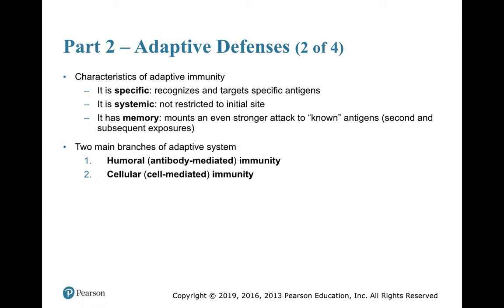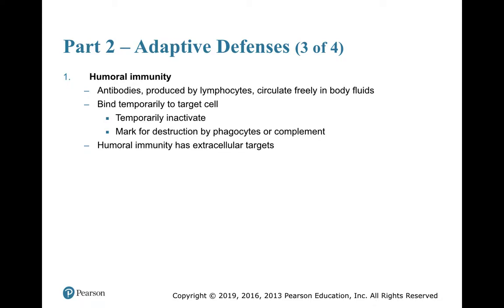And there are two basic branches to the adaptive immune system. There's the humoral or antibody-mediated immunity, and cellular or cell-mediated immunity. Humoral immunity is the product of antibodies. Those antibodies are produced by lymphocytes. The lymphocytes that do that are the B lymphocytes.